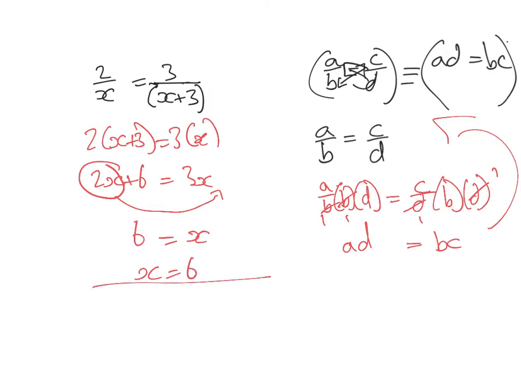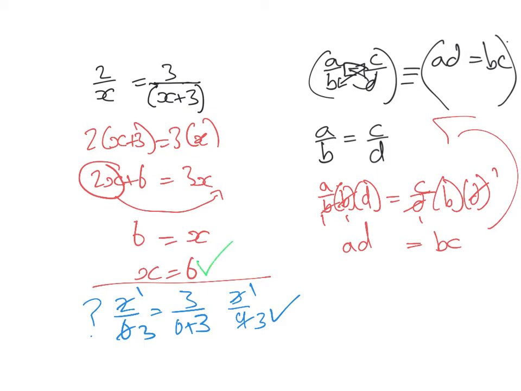Let's try it. Does it work? Well, let's see. Let's use blue. So is 2 over 6 equal to 3 over 6 plus 3? Well, 2 over 6 is a third. 3 over 6 plus 3 is 3 over 9. And 3 over 9 is a third. So yes. So we know that that's right.